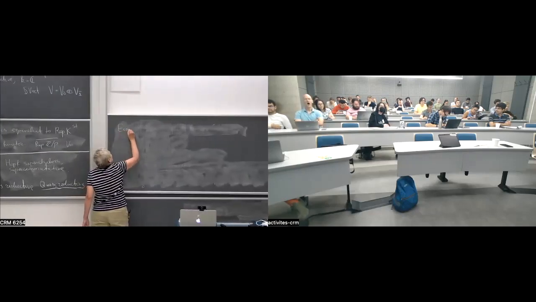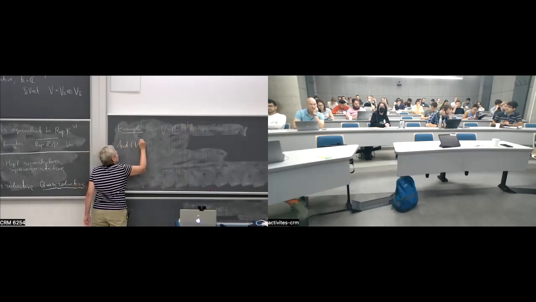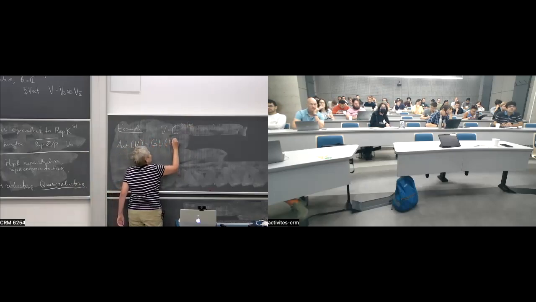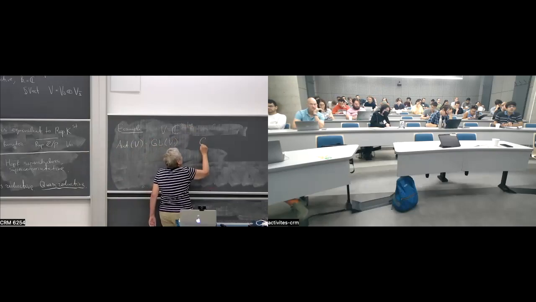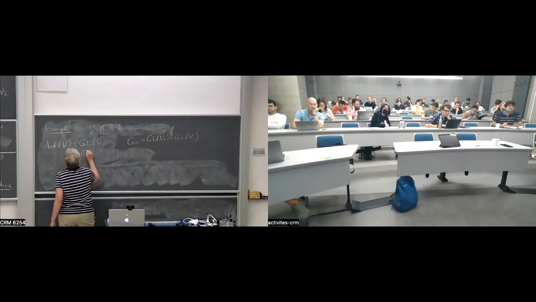Maybe I should do examples too. So I start with some superspace, finite dimensional vector space, I call it C^(m|n). This is even, this is odd. And then I can just take the automorphisms of V as a functor. This is GL(V). And G0 in this case would be GL_m plus GL_n. So I usually call it GL(m|n).